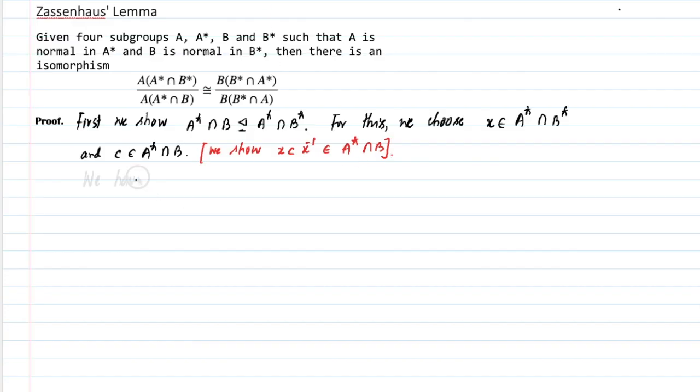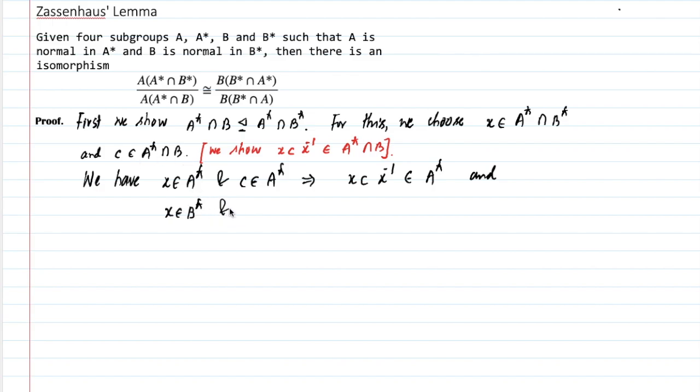Now in order to do this, from this expression we have x belongs to A star, and from c belongs to A star intersection B we get that c also belongs to A star. So this implies x inverse c x belongs to A star. And again, in this expression we have x belongs to B star, and we have c belongs to B. Now this implies x inverse c x belongs to B star. This belongs to B in fact because B is a normal subgroup of B star.